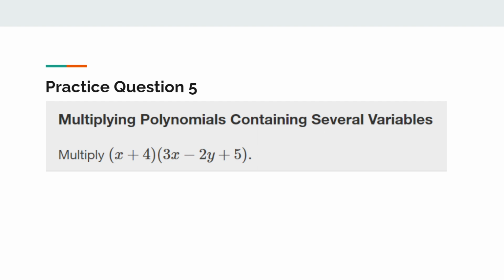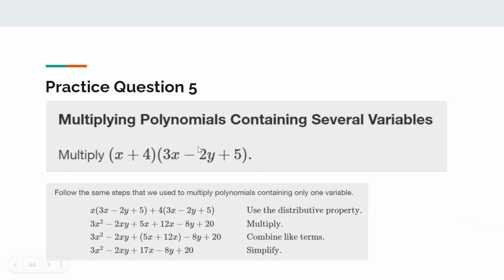So the answer for this one, we can distribute this using the distributive property. So we get x times 3x minus 2y plus 5, and then plus 4 times 3x minus 2y plus 5. And then we multiply that out, we get 3x squared minus 2xy plus 5x plus 12x minus 8y plus 20. And we can combine the like terms, which is 5x and 12x, so we get 3x squared minus 2xy plus 17x minus 8y, and then plus 20.